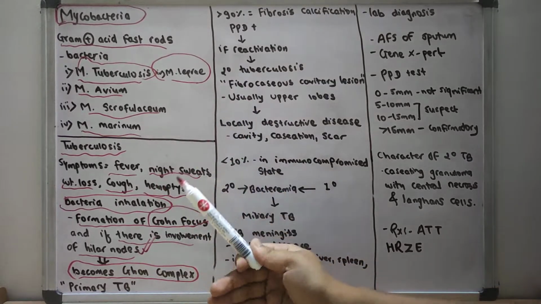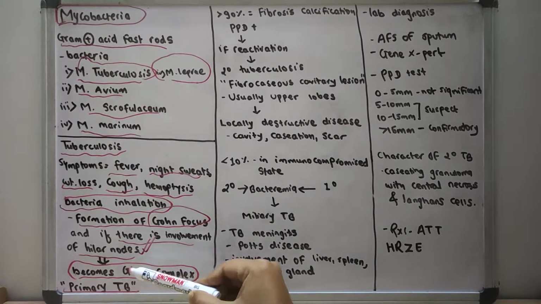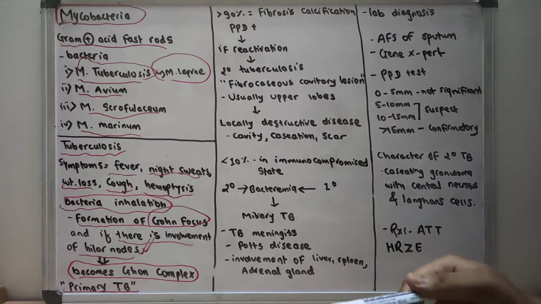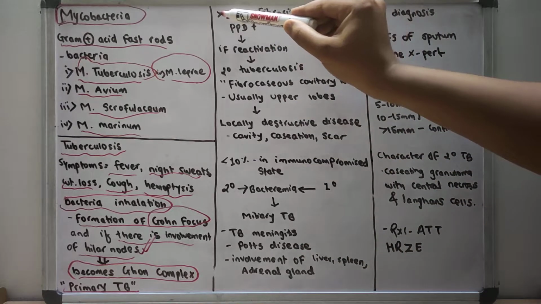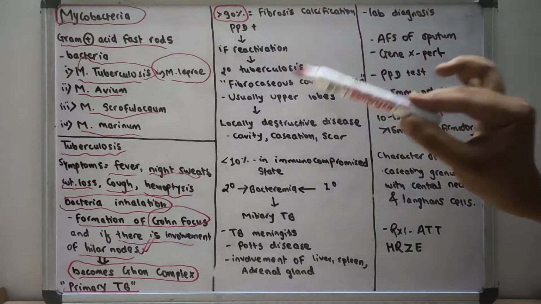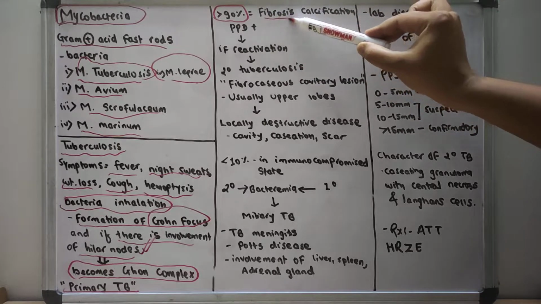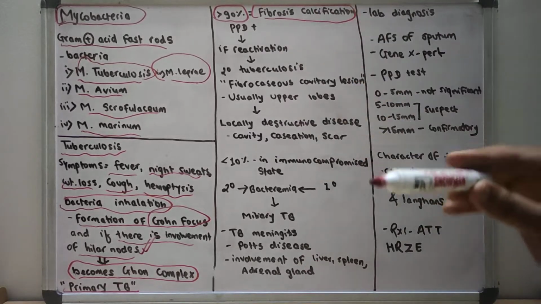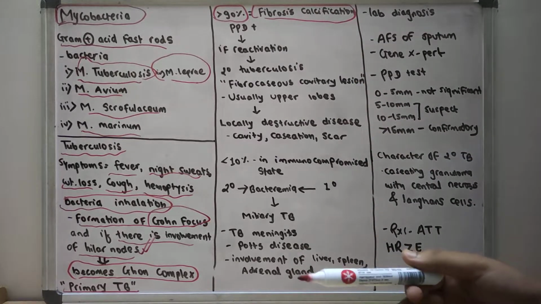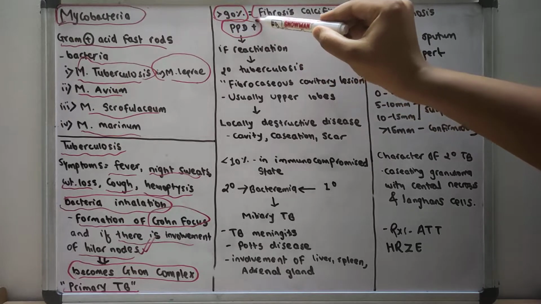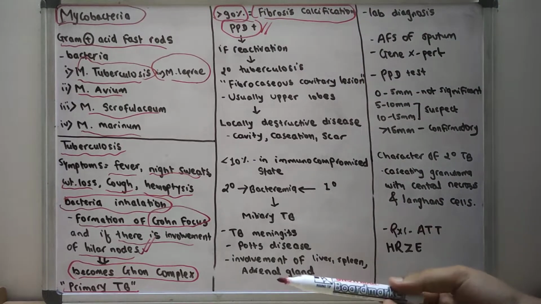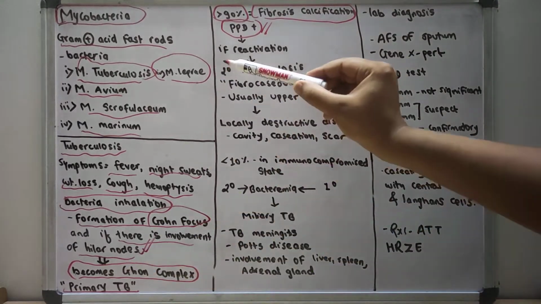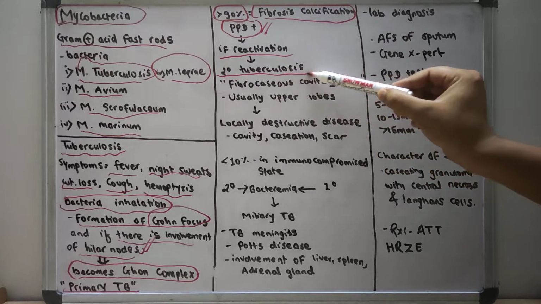So all this becomes the primary tuberculosis. What happens to those primary tuberculosis patients? In more than 90% of the patients who are immunocompetent, the lesion becomes fibrosed and calcified. But in the meantime, if we do the purified protein derivative test, or tuberculin test, it is positive. And if the primary tuberculosis gets reactivated, then it progresses to secondary tuberculosis.